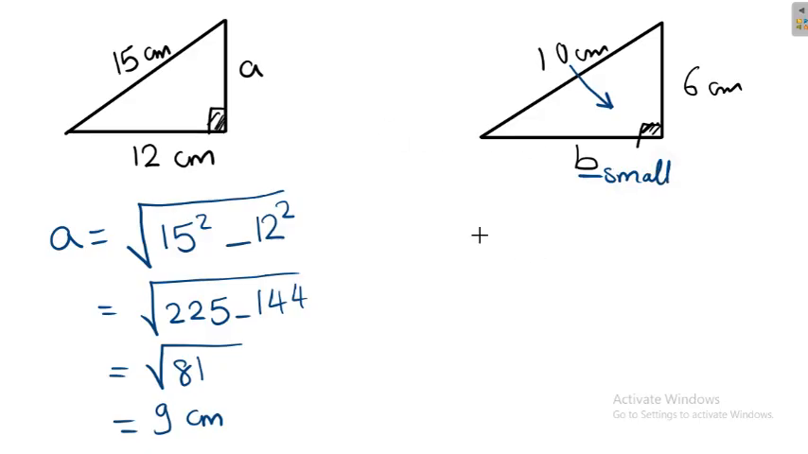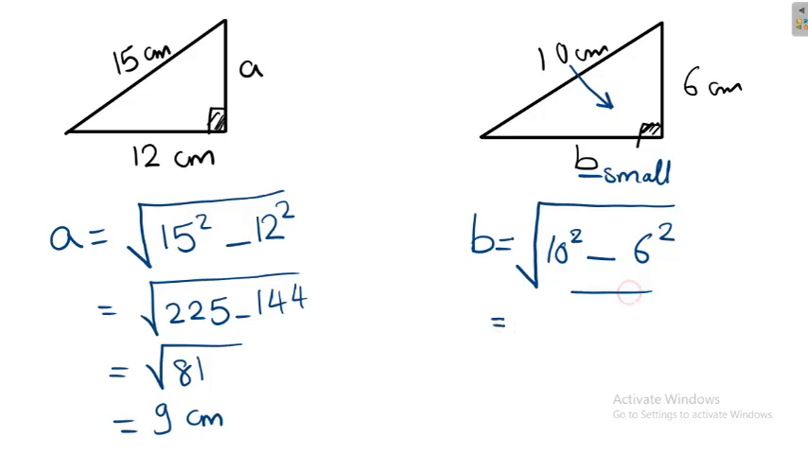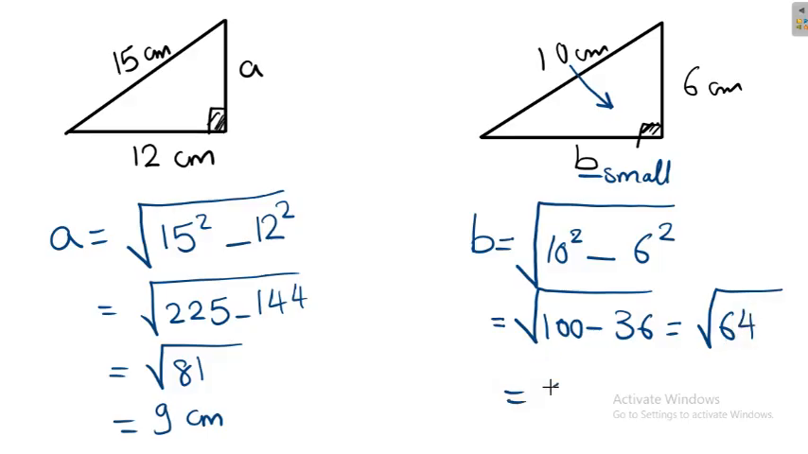How can we get the small one? By getting the square root of the subtraction of the biggest square minus the other small square. 10 squared is 100. 6 squared is 36. 100 minus 36 is 64. So we have the square root of 64. It will be 8 centimeters.